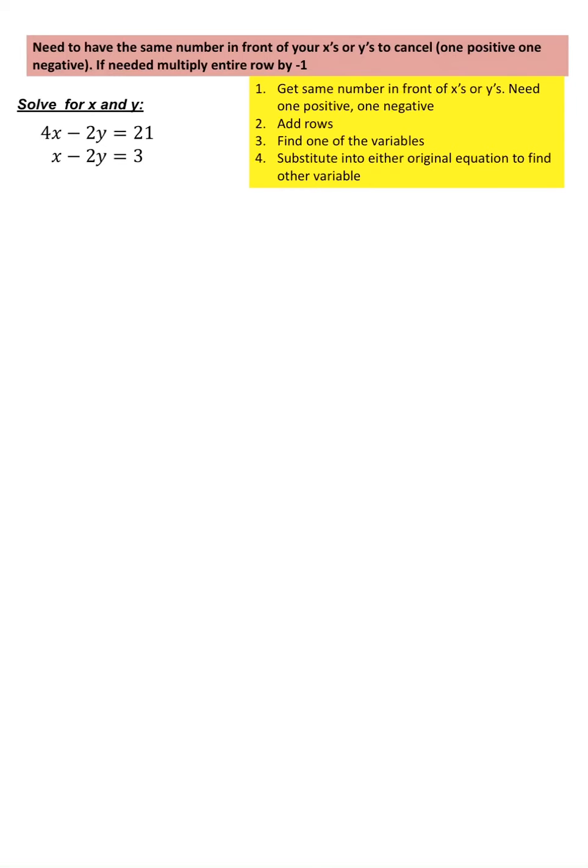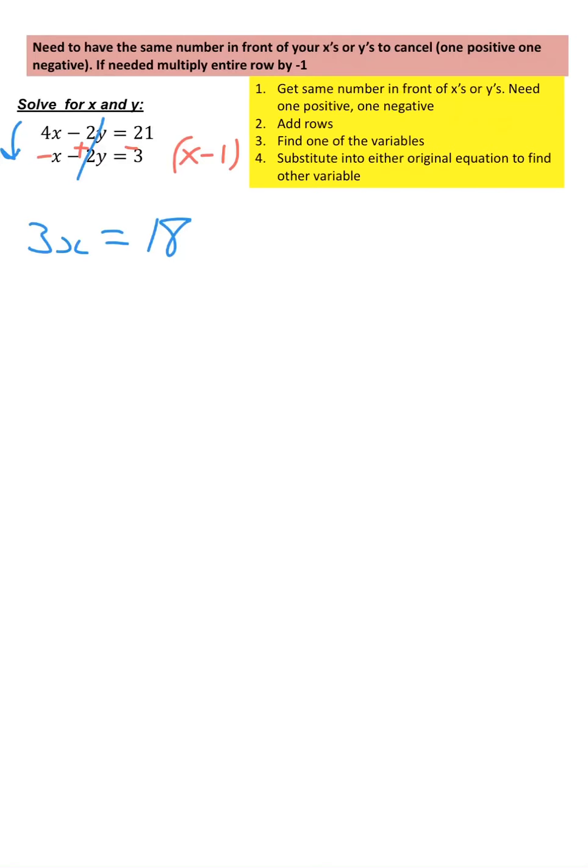I'm going to multiply the second row because the numbers are a bit smaller, so that'll make it a bit easier. So multiplying by -1, x will become minus x, minus 2y will become plus 2y, and 3 will become minus 3. Now, let's add straight down. 4x minus x will be 3x. Minus 2y plus 2y will cancel. And then 21 minus 3, that will be 18.